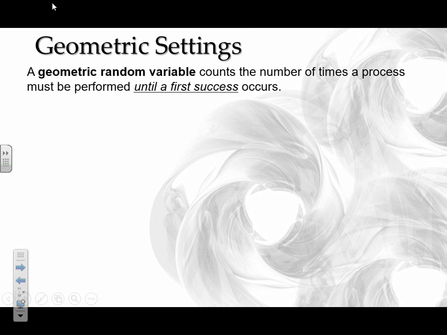Okay? So the key to look for is something to do with the phrase "until the first success." If you see that phrase in the question, that's a dead giveaway that you're working with a geometric distribution. If you see a fixed number of trials, that's going to be a dead giveaway that you're working with a binomial. And it's important that you can distinguish between the two because when you read them, they're going to sound almost identical. But they are calculated in two completely different ways. So you need to make sure you know which is which here.